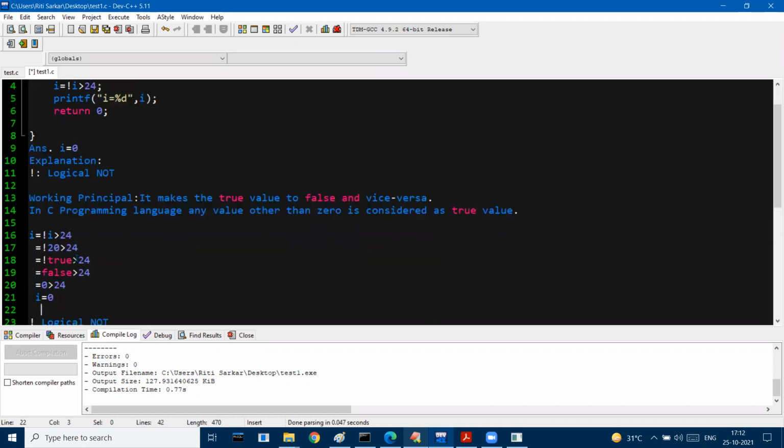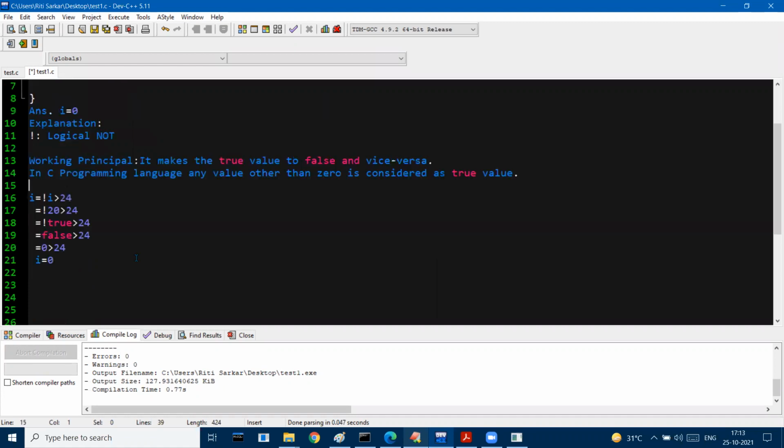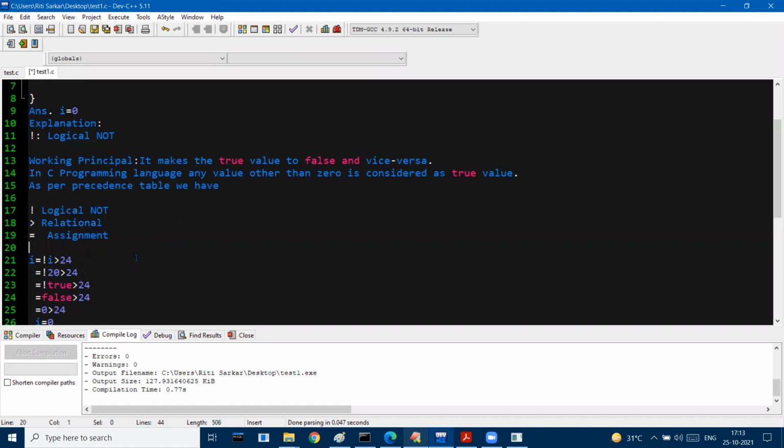This is the entire explanation for that. This is the order of the operators as per the precedence and associativity. As per the precedence table, we have logical NOT first, relational operator next, followed by the assignment operator.